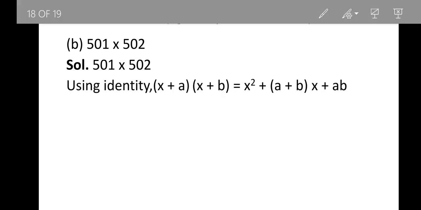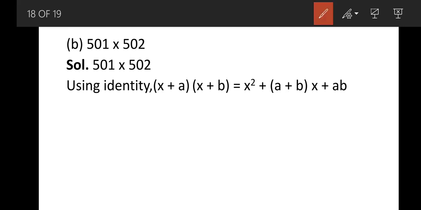So coming to part B, here it is 501 into 502. As you must have seen, we cannot compare this with identity number 1, 2 and 3. Using any of those 3 identities, we cannot solve this question, because for identity number 1, 2 and 3 as well, we want squares. So here we are supposed to use identity number 4.